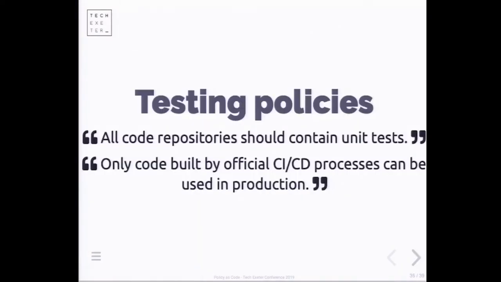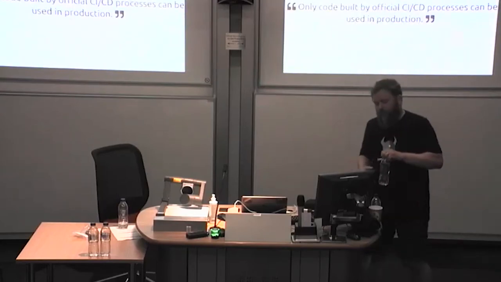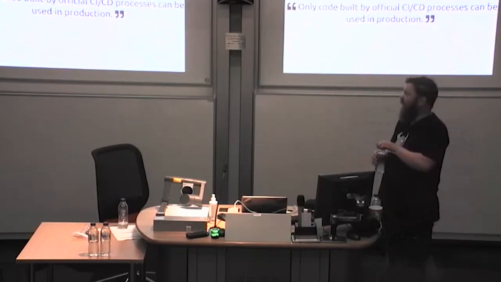Now, this is great. We can write policies. It's all good. But whenever we write code, we should really think about testing it. So really, all code repositories should contain unit tests, and any code built by an official CI/CD pipeline should be using production. So if those are the rules we're giving to the developers, then we should follow them too.